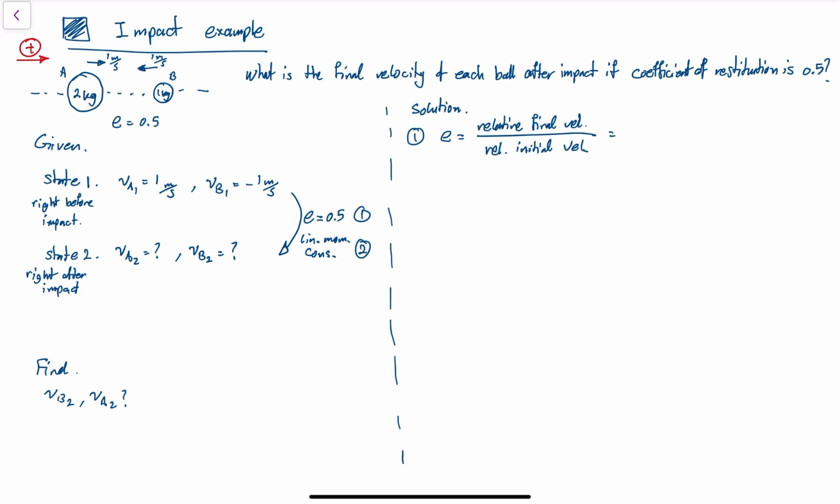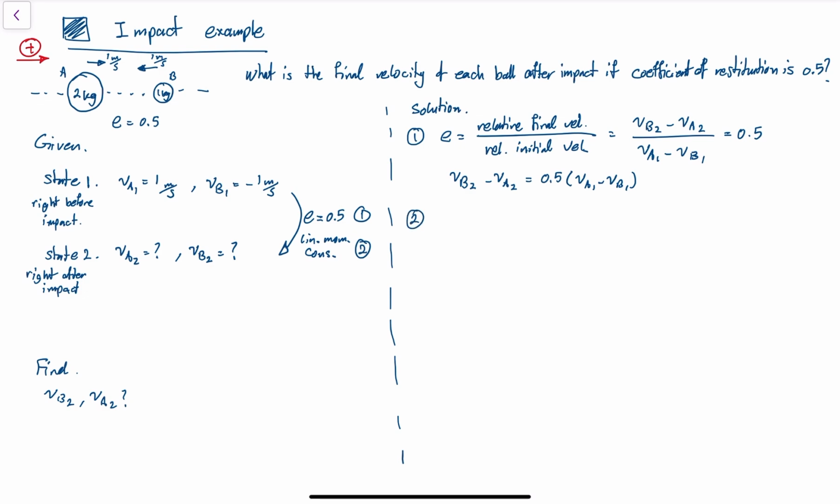So VB2 minus VA2 divided by VA1 minus VB1. So the top part is what I'm looking for. The bottom is what I have, and this one equals half. So from here, I know VB2 minus VA2 equals half of VA1 minus VB1. So relative velocity decreases by half.